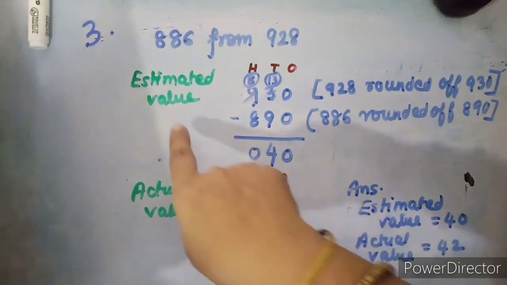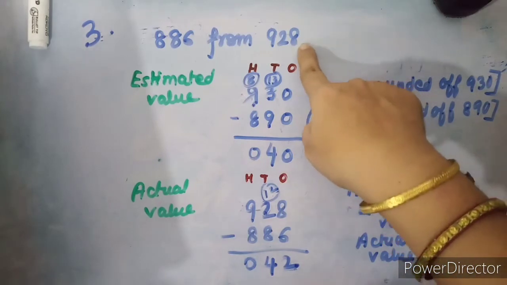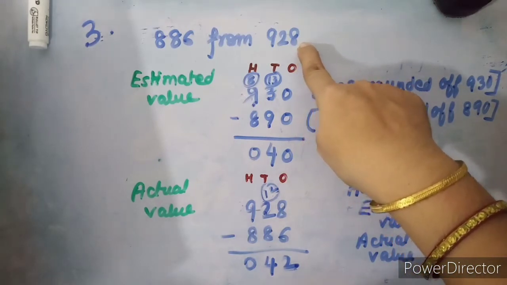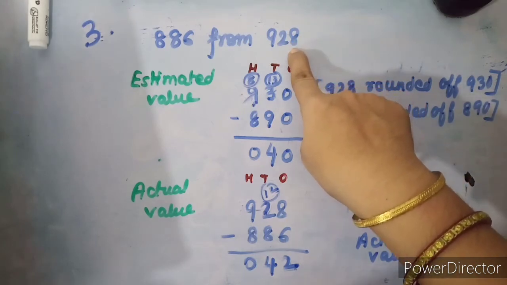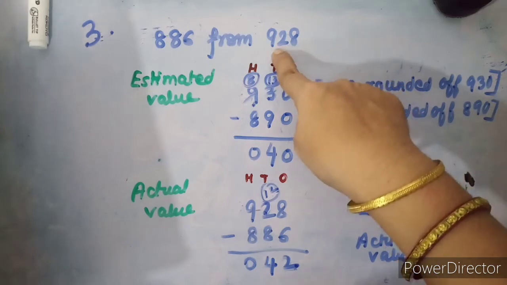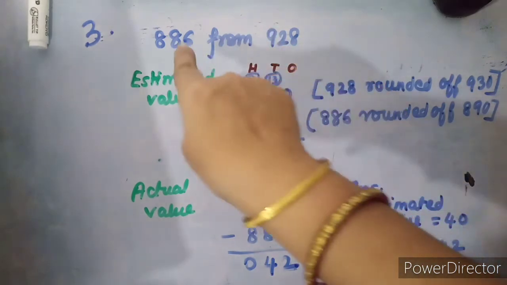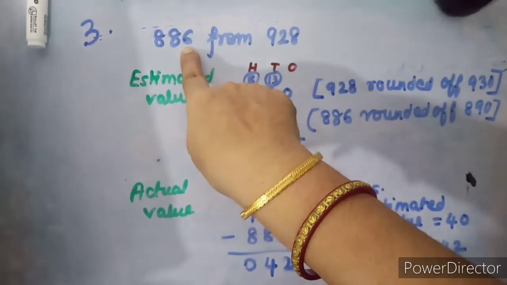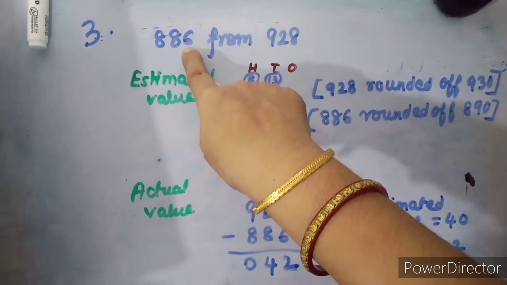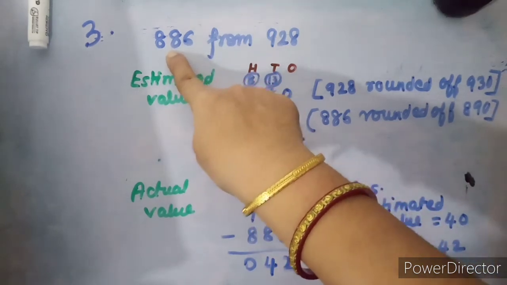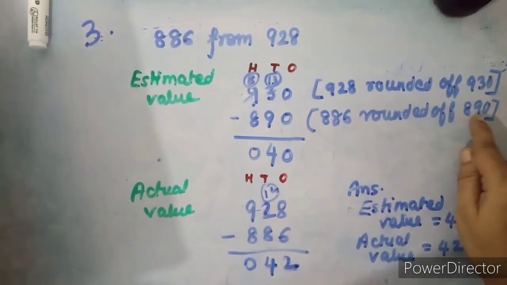So now you have to find out the estimated value, where you have 928. 928 को क्या करना है आपको, नियरेस्ट टेंस का पोजीशन में, टेंस में राउंड अप करना है, तो आपको वंस का पोजीशन देखना पड़ेगा. तो वंस के पोजीशन में 8 है, इसीलिए यहाँ पे +1 हो जाएगा. सो यू विल गेट 930 एज द राउंड ऑफ वैल्यू. एंड सिमिलरली फॉर दिस यू अगेन हैव टू सी द ones position, and you can have that it is 6 which is more than 5, that is why go for 890. Okay, so अब हम मेरा राउंड ऑफ वैल्यू हमको क्या मिला है, 930 और 890.